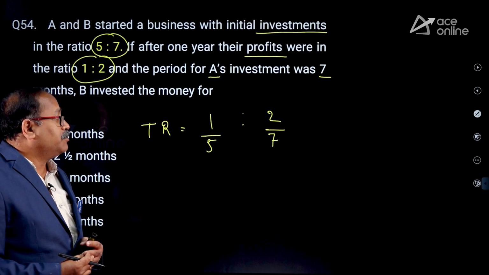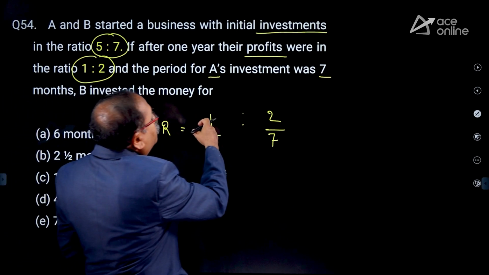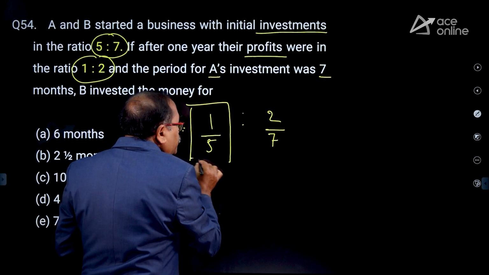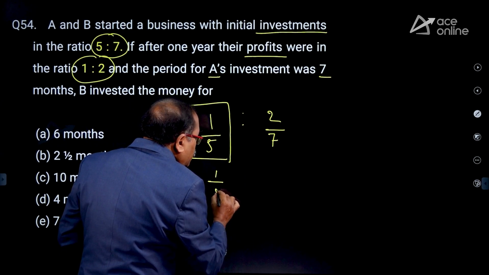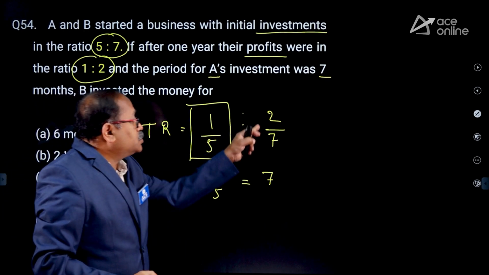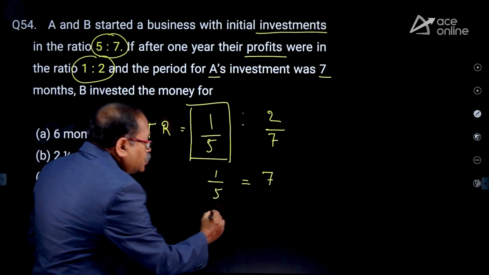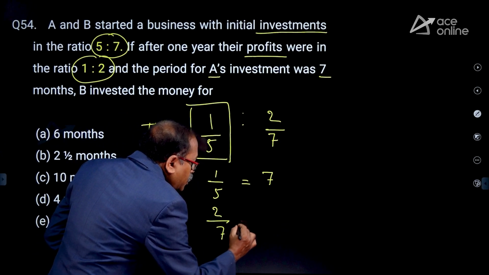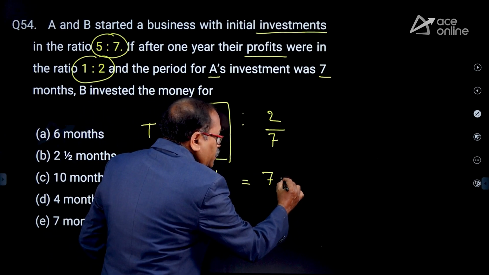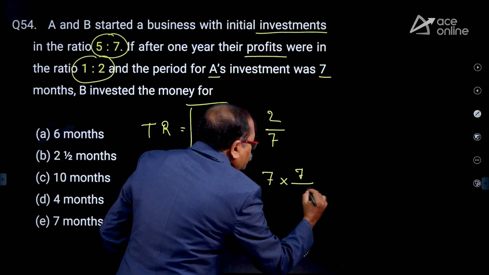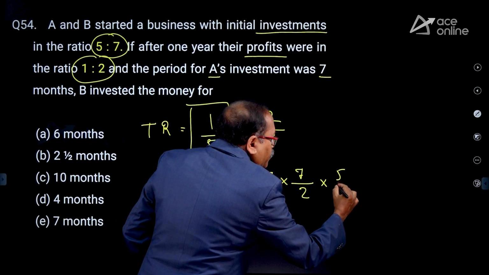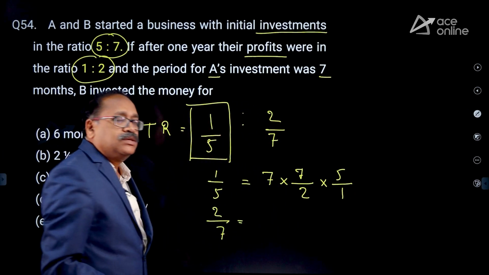That's your time ratio. And this 1 by 5, A invested for 7 months. So this is A's investment time. And this 1/5 is equal to 7 months. Then what is 2 by 7? So 2 by 7 will be equal to how much? For that, when I take the 2 by 7 on the other side, it becomes 7 by 2 into, that 1 by 5 will become 5 by 1.